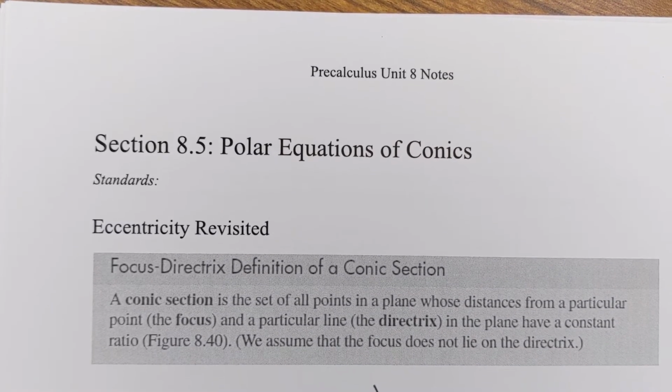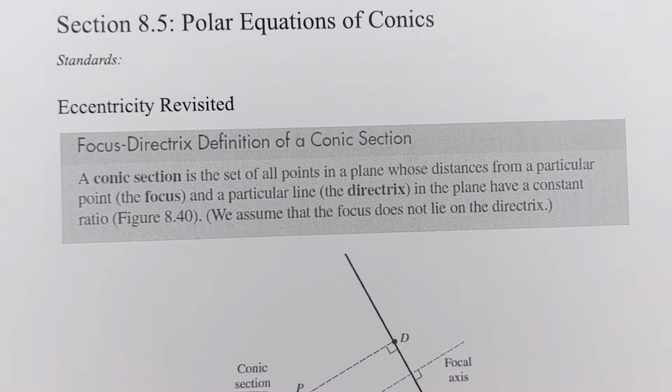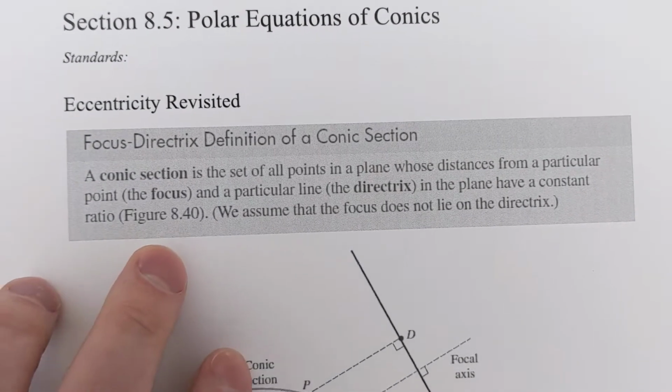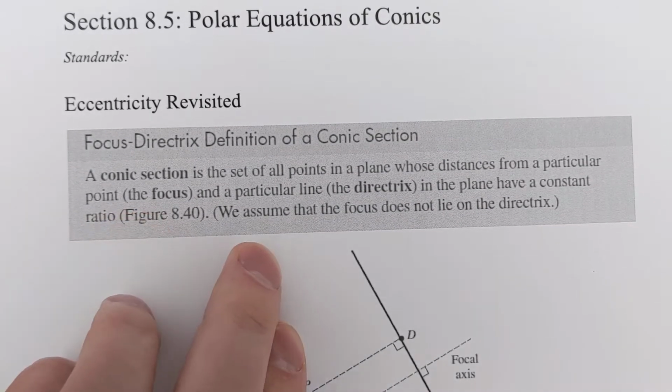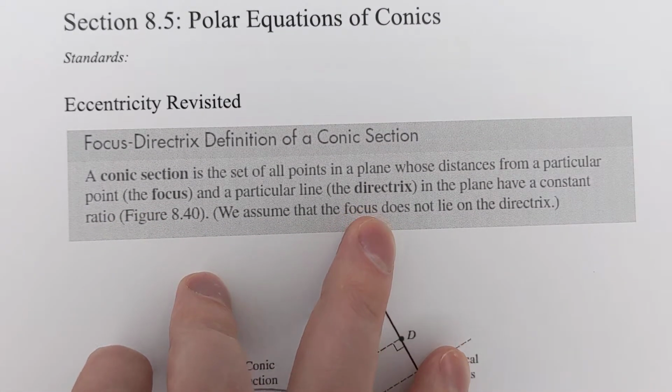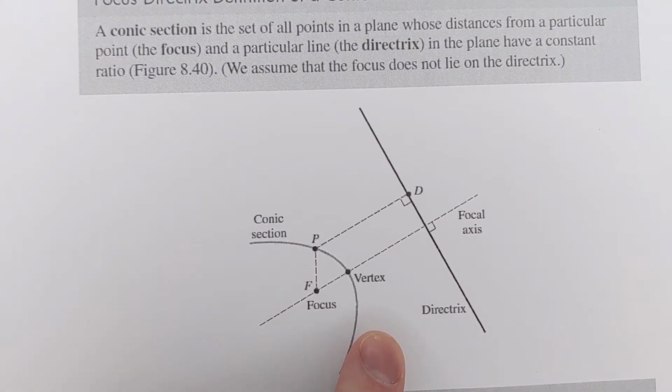Okay, so we have the notes for section 8.5, polar equations of conics. Just a reminder about eccentricity. A conic section is the set of all points in the plane whose distance from a particular point called the focus and a perpendicular line called the directrix in the plane have a constant ratio. In this figure, we assume that the focus does not lie on the directrix.